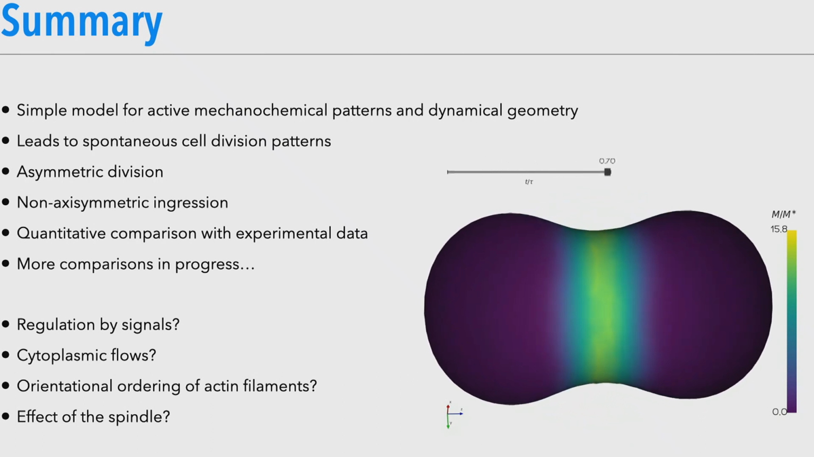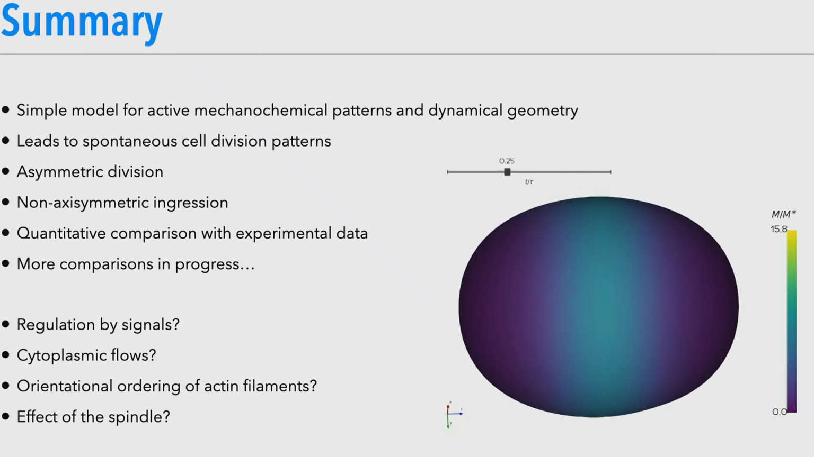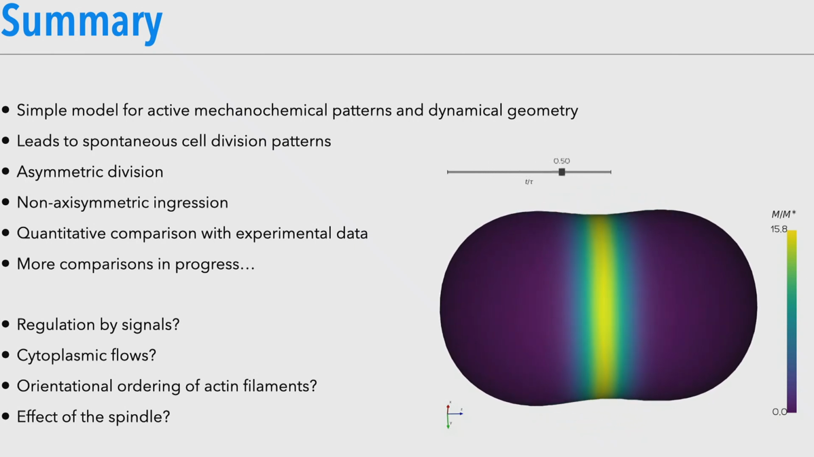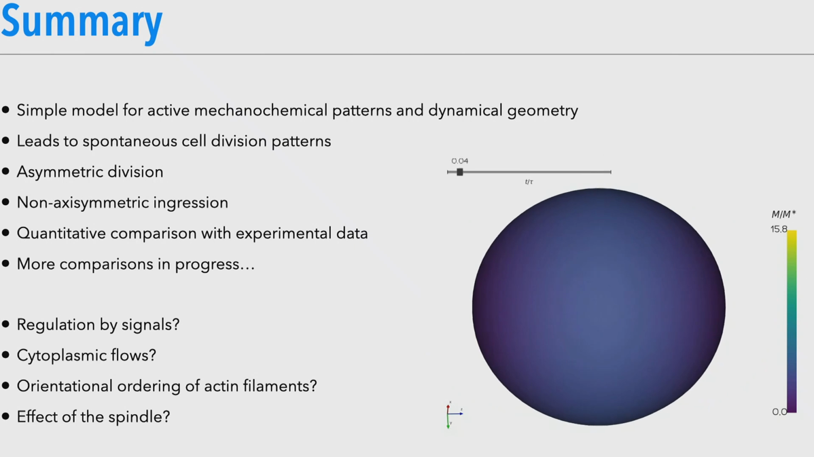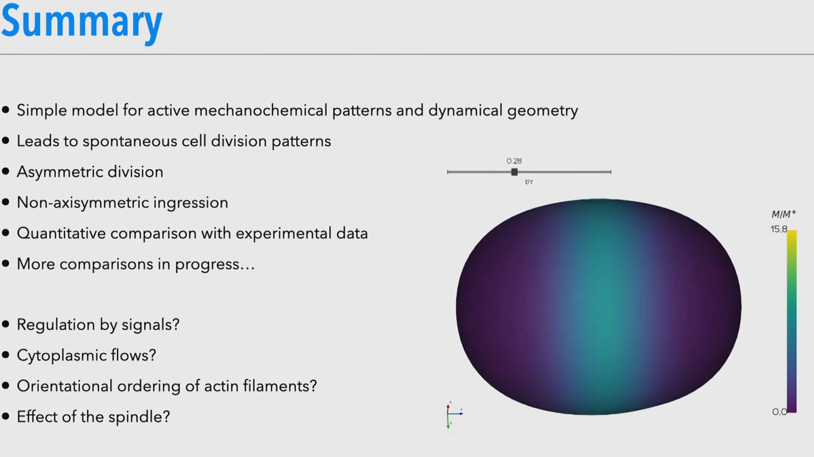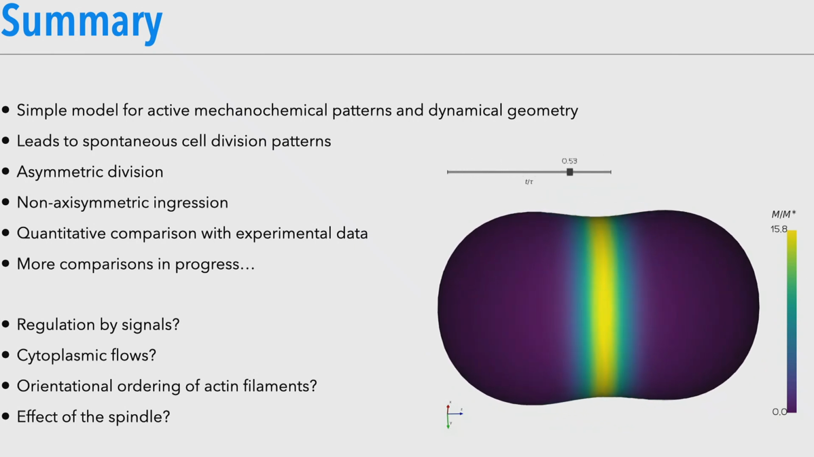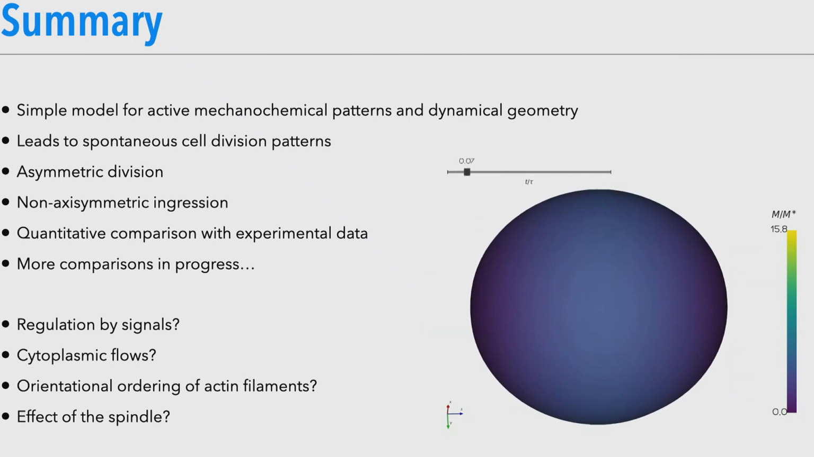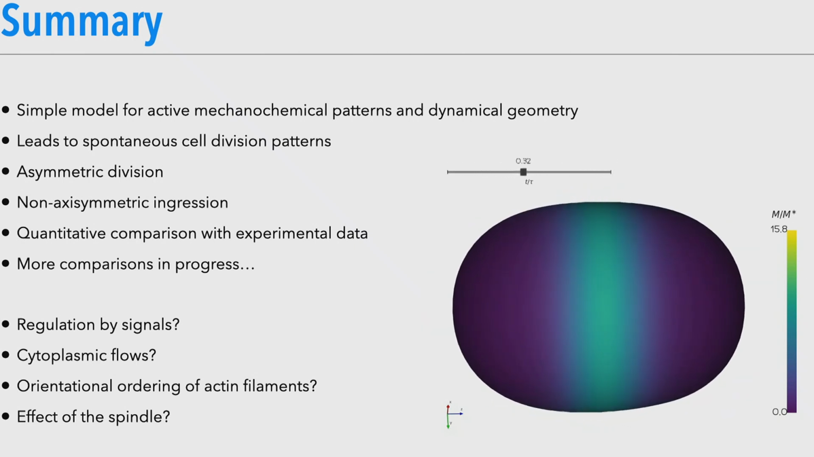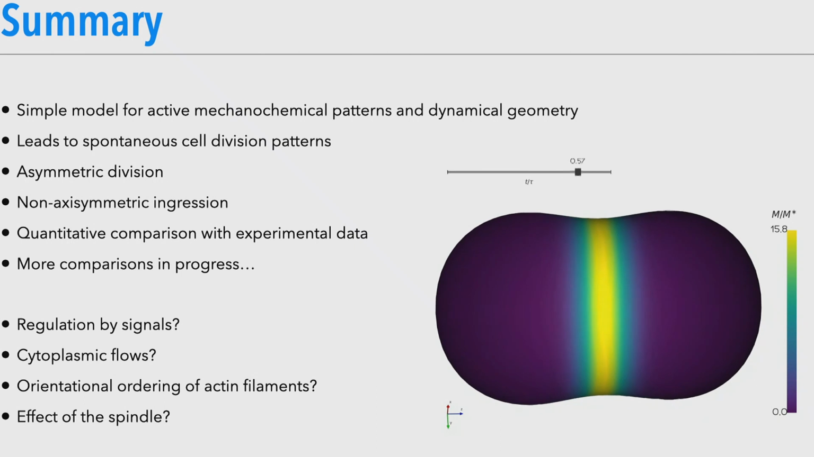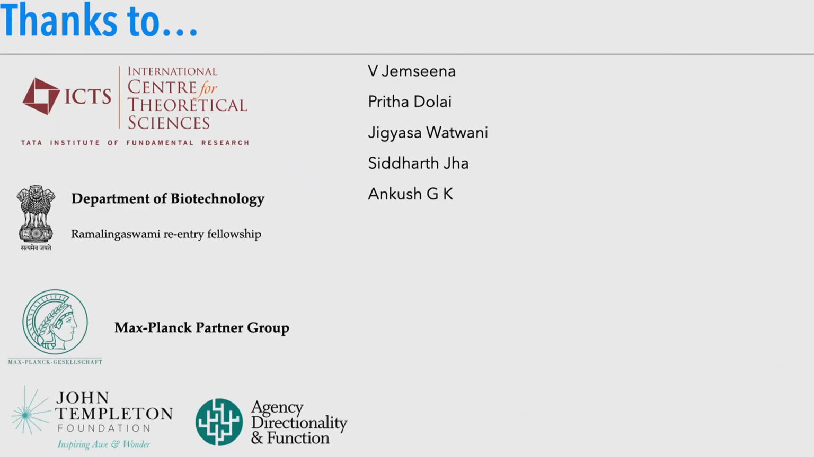It's easy to include things like regulation by signal. I don't know if cytoplasmic flows are important, but that's hard to do simulation-wise. Perhaps ordering of the actin filaments is important, because we know that the cytokinetic ring has a very nice ordered actin filament structure. Perhaps there's some effect of the spindle. I don't know. These are things that we are exploring. All right, that's the summary.